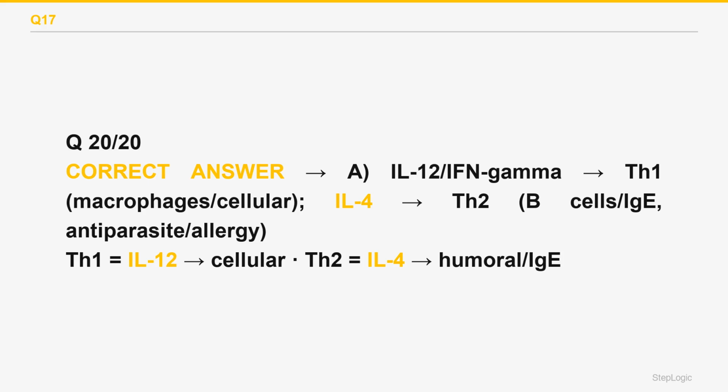The two subsets cross-regulate. Th1's interferon gamma inhibits Th2, and Th2's IL-4 and IL-10 inhibit Th1, so the immune response polarizes toward one arm. Th1 handles intracellular bugs via macrophage activation. Th2 handles parasites and drives allergy via IgE and eosinophils. IL-12 with interferon gamma driving Th1 cellular immunity and IL-4 driving Th2 humoral and allergic responses is the correct pairing.